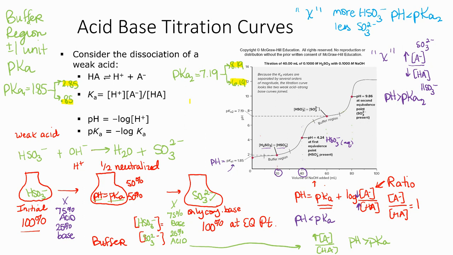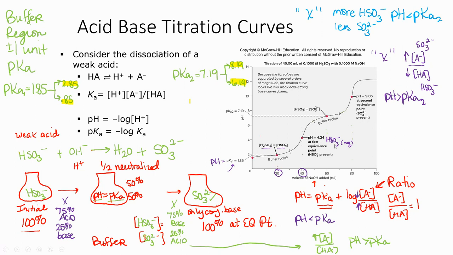And then the buffer region would be between 0.85 and 2.85. We'd have to read that off of the graph as we go from just weak acid to conjugate base, we have this buffer region. But the special point of that buffer region is where pH equals pKa, where conjugate base equals weak acid.